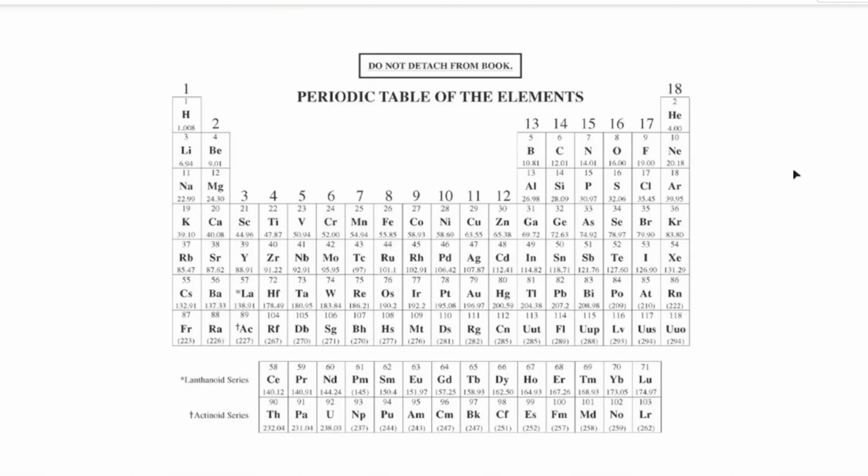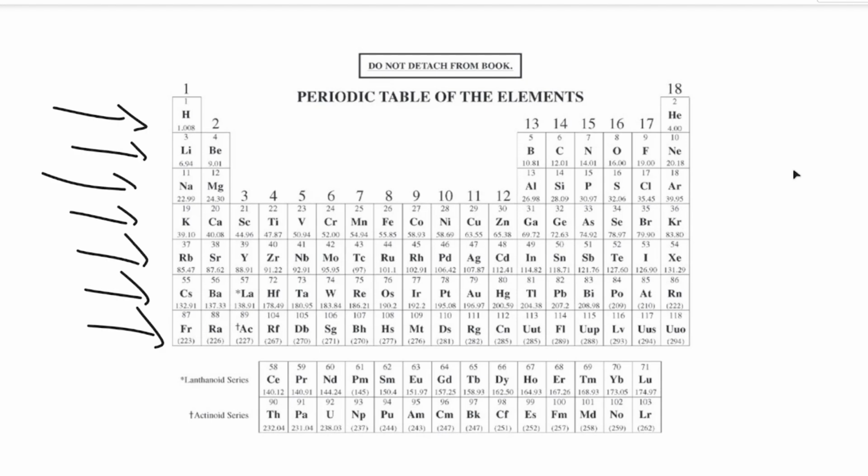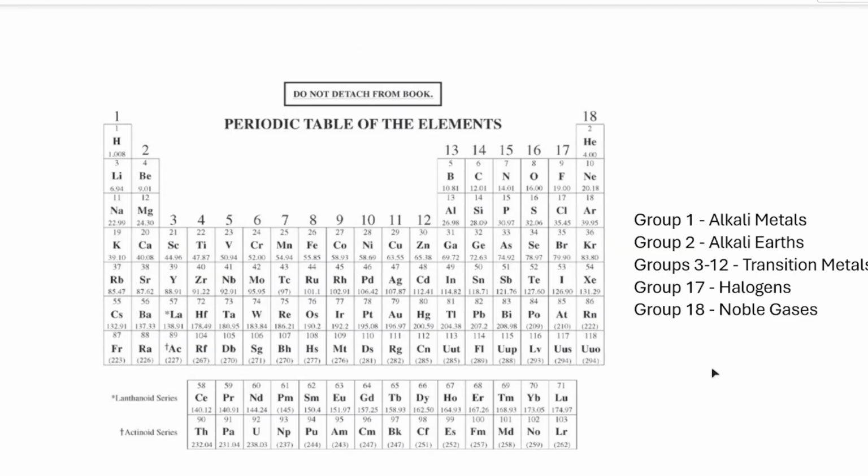The periodic table also has rows called periods. The vertical columns of the periodic table are called groups. The periodic table has 18 groups. Group 1 is known as the alkali metals. Group 2 is known as the alkaline earth metals. Groups 3 to 12 are known as the transition metals. Groups 13 to 16 are composed of many different groups. Group 17 is known as the halogens, and Group 18 is known as the noble gases.